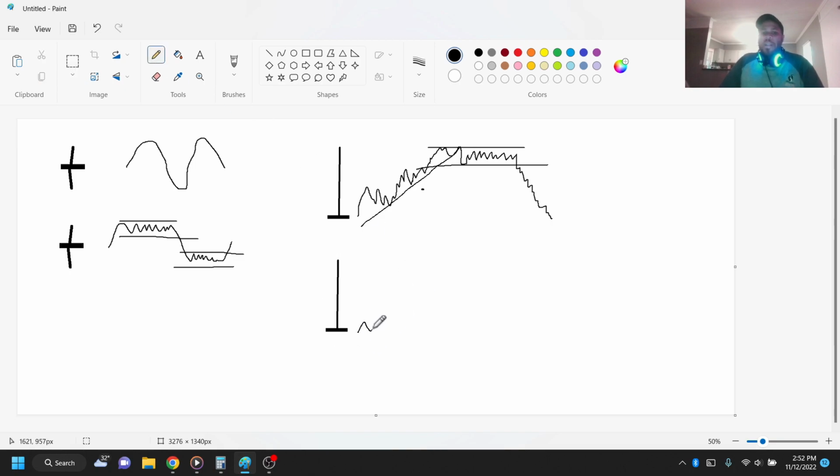What if this opened here, chopped around, overcame, and then came back down? Okay. Would you be more confident taking a trade off of this short or off of this one short? Give you a second because I'm going to decide too. I'm going to decide what I'd be more confident doing too.